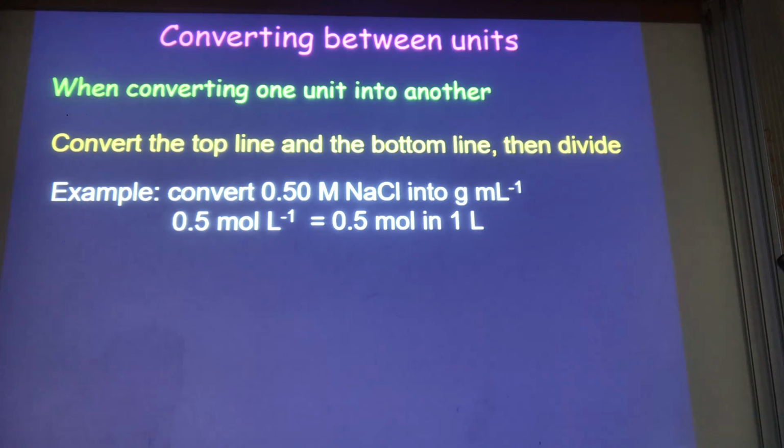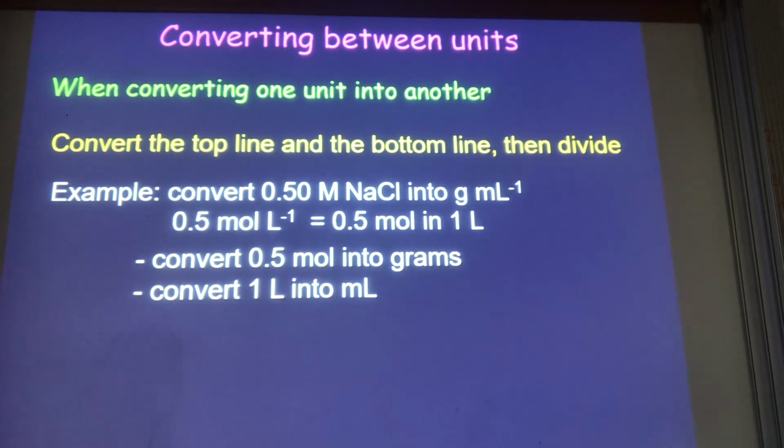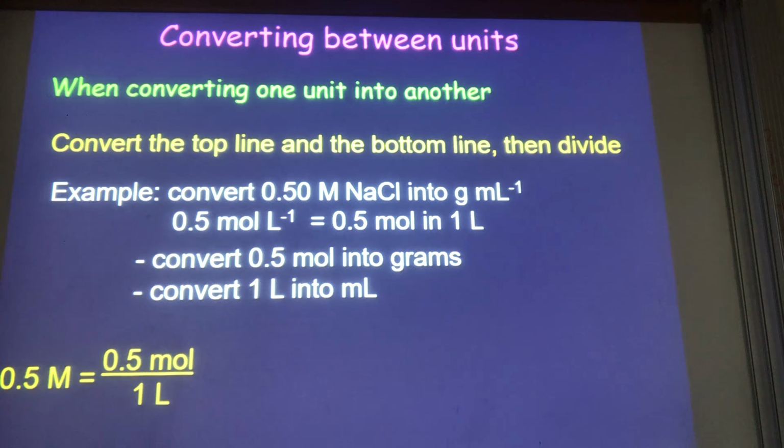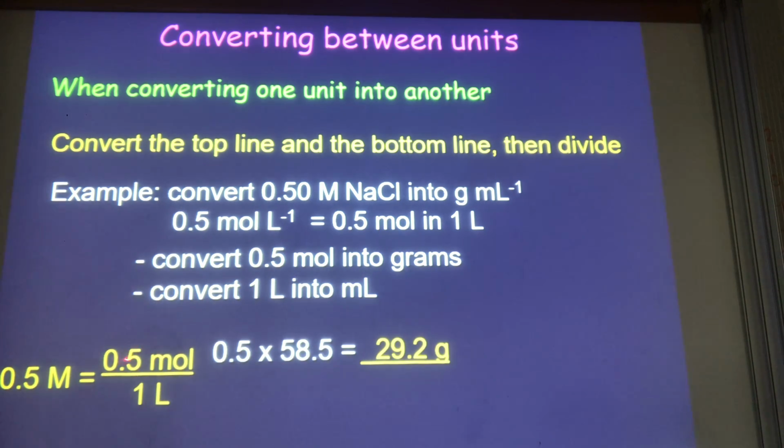So you're going to need to convert the top line and the bottom line. So 0.5 of a mole into grams, 1 litre into mils. Once you've done that, you divide the answers that you get to give you your concentration. So, first of all, the top line, the 0.5 of a mole of sodium chloride into grams. We use the mass formula, we multiply by the molar mass, we get the mass of sodium chloride. Then we need to turn the 1 litre into mils.